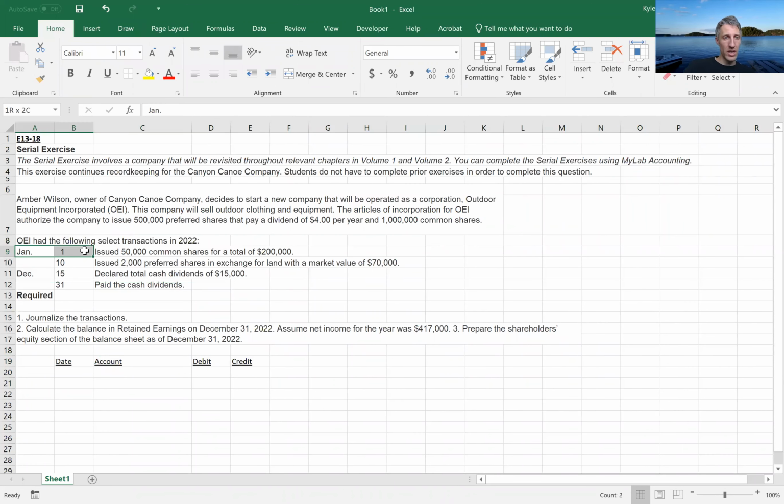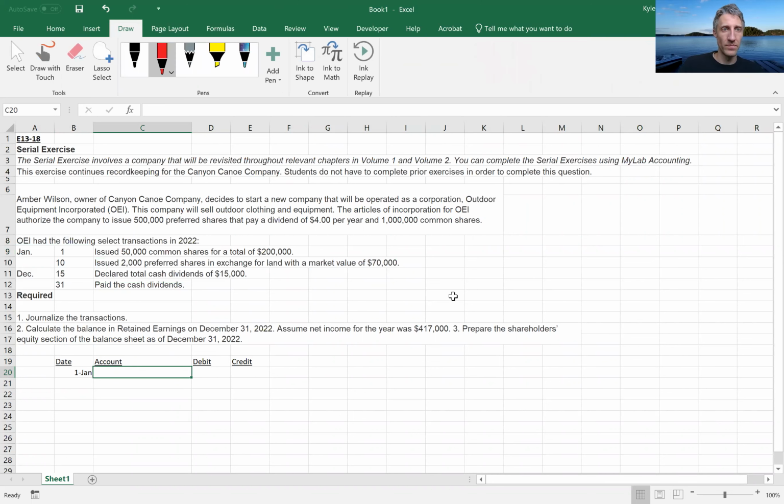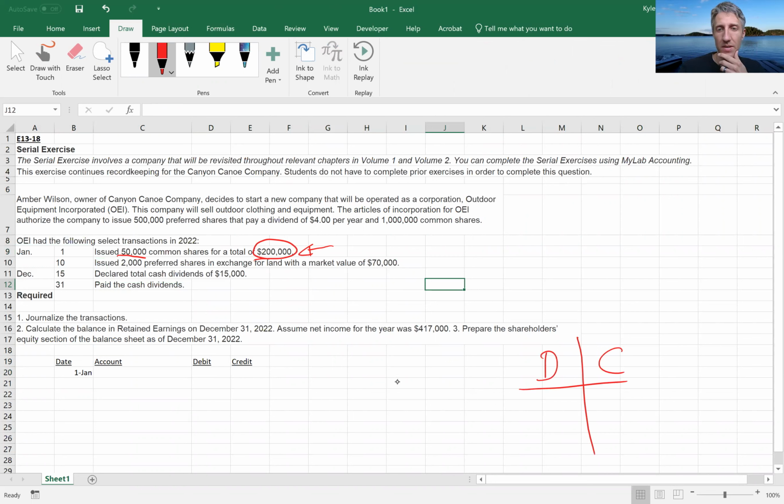So just looking at January 1st, that's going to be, of course, the date of the first journal entry. So I'll just populate it here before I even read it. And what are we needing to do? So on January 1st, it looks like OEI issued 50,000 common shares for a total of $200,000 in cash.